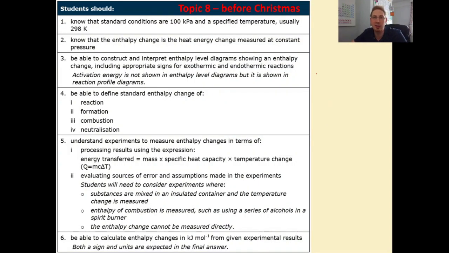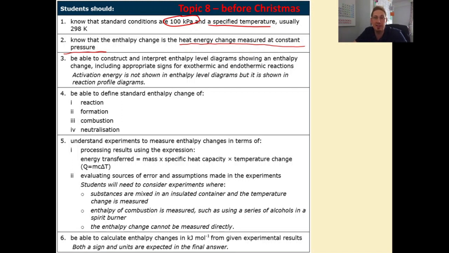This is the course spec. You need to know that standard conditions are 100 kilopascals and a specified temperature. We normally talk about 298 Kelvin, but that's not essential. But a specified temperature is needed. A random thing that might have slipped through the net, know that the enthalpy change is the heat change measured at constant pressure. Occasionally that is asked.